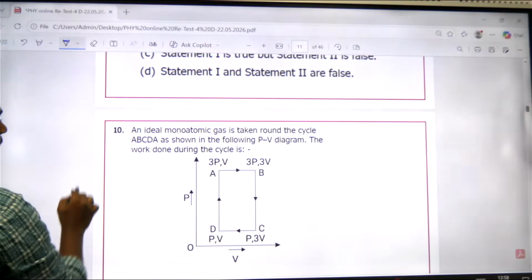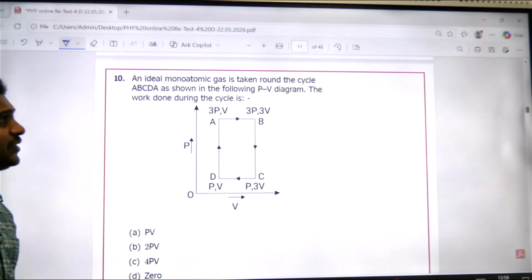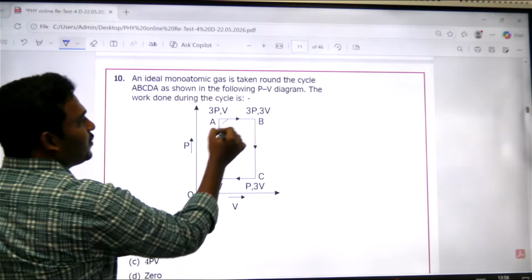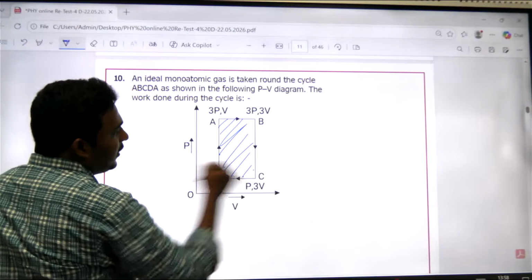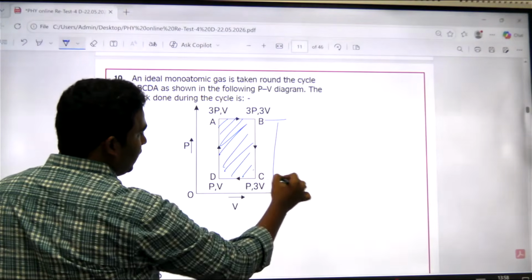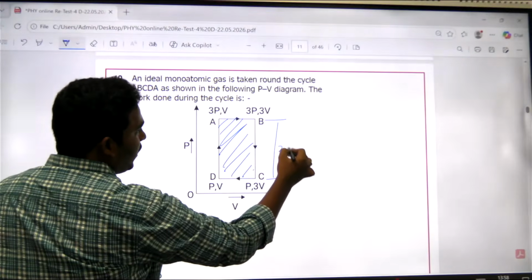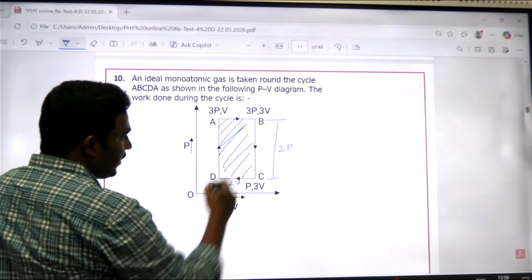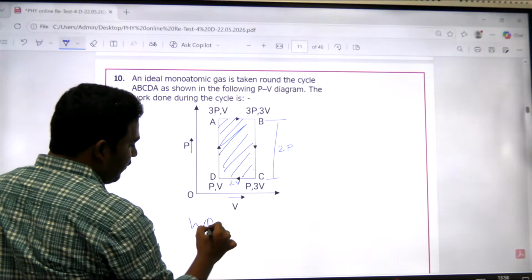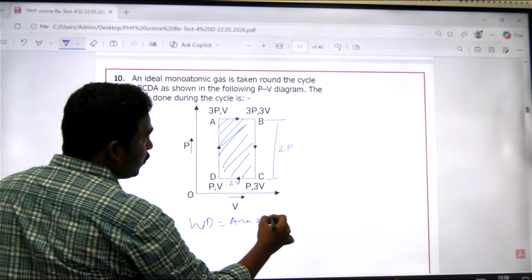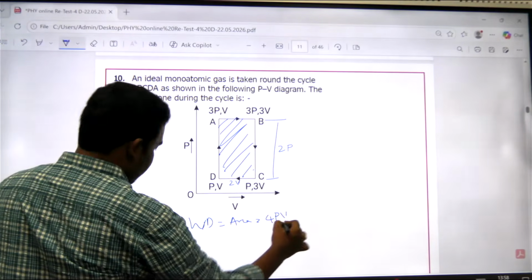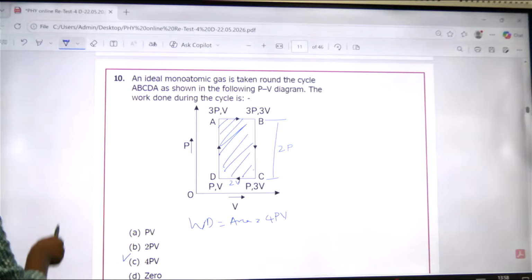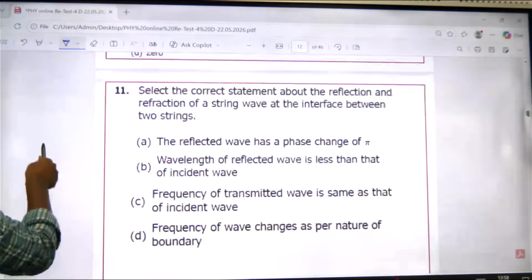Going for question number 10. The ideal monatomic gas is taken around the cycle ABCDA as shown in the following PV diagram. The work done. It is a simple textbook problem. It is the area under the diagram. What is the area? Your length is 3p minus p, which is 2p, and what is the change in volume? 3v minus v is 2v. So what is the work done? The work done will be equal to the area, which is 2p into 2v, that is 4pv. So it is option C.